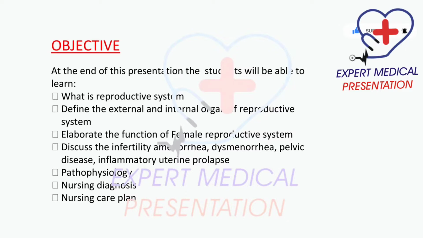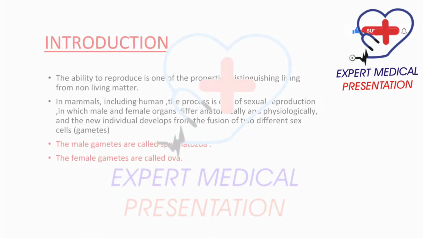Define the external and internal organs of the reproductive system. Elaborate the function of the female reproductive system. Discuss infertility, amenorrhea, dysmenorrhea, pelvic inflammatory disease, uterine prolapse. Pathophysiology. Nursing diagnosis. Nursing care plan.